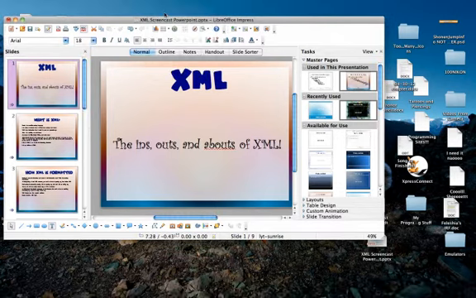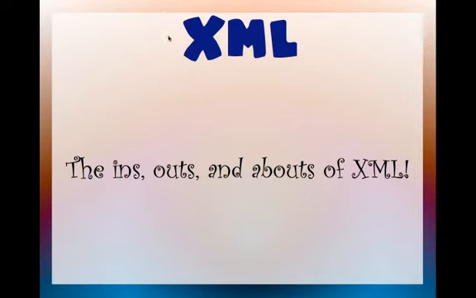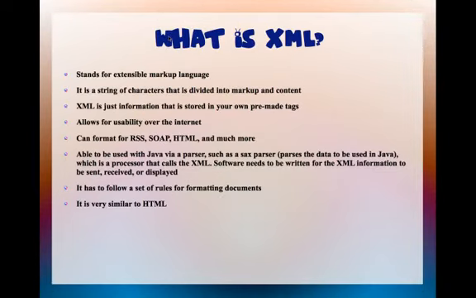So today I'm going to explain the ins, outs, and abouts of XML. XML stands for Extensible Markup Language, and it's basically a string of characters that's divided into markup and content, where markup is the tags and the content is the data stored within the tags. And it's just a bunch of information that's stored into your own pre-made tags.